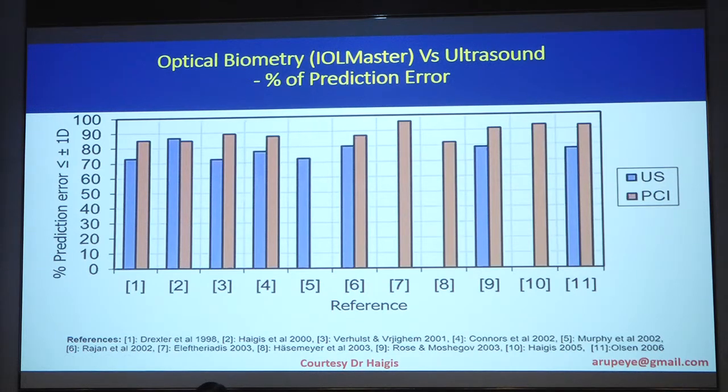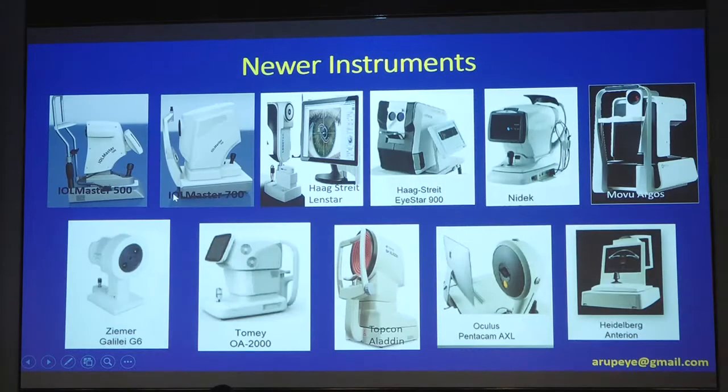There are many naysayers who say that optical biometry does not make any difference in real life situations, which is not so, because Dr. Hygis had shown in 11 review articles that the red bars that you see are the optical biometry, and it is much more accurate. So always use the optical biometer.